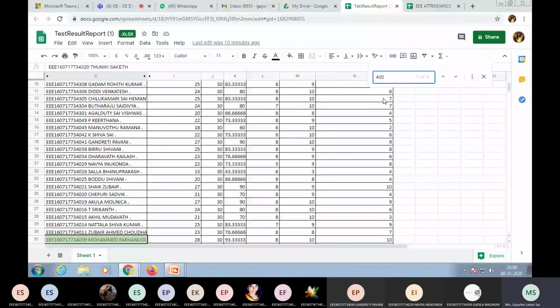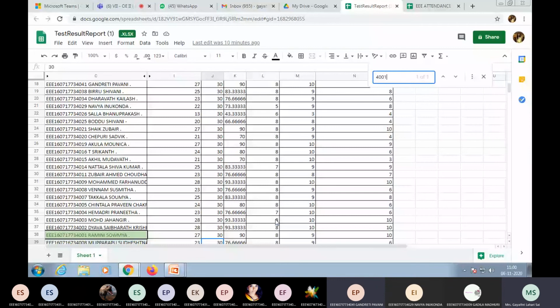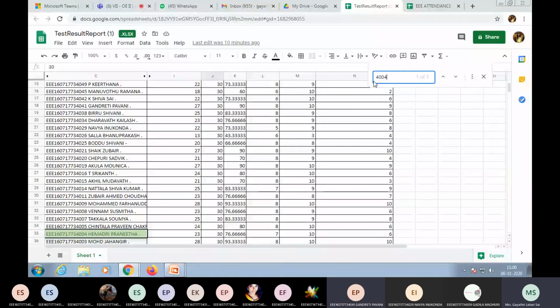4008, Sudeshna, 23 out of 30. Okay. Ramini Saumya, 4001, 27 out of 30. Okay. Hemadri Pranita, 4004. Yes, ma'am, 23 out of 30.